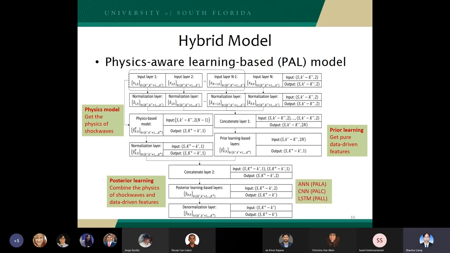Actually, in the experiment part, we propose three kinds of PAL models. The first one is PAL with neural networks in the posterior learning layer, called PALA, and the PAL with CNN called PALC, and a PAL with LSTM called PALL.